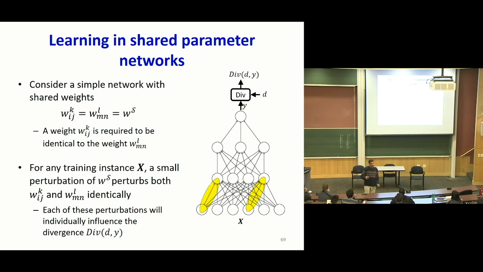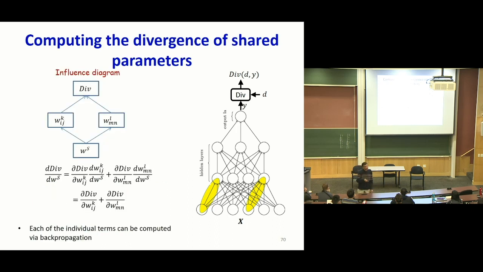The derivative I'm looking for is how much does perturbing Ws change the output and change the loss. And so what I'm trying to learn is not the individual weights, because I know both of the weights are the same. I'm trying to learn this common value Ws. And if you look at the dependence picture, modifying Ws is going to modify each of these weights, and each of those in turn is going to modify the divergence. So if I look at the derivative of the divergence with respect to Ws, it's going to have two parts, right? You're going to have one line here, the other line here.